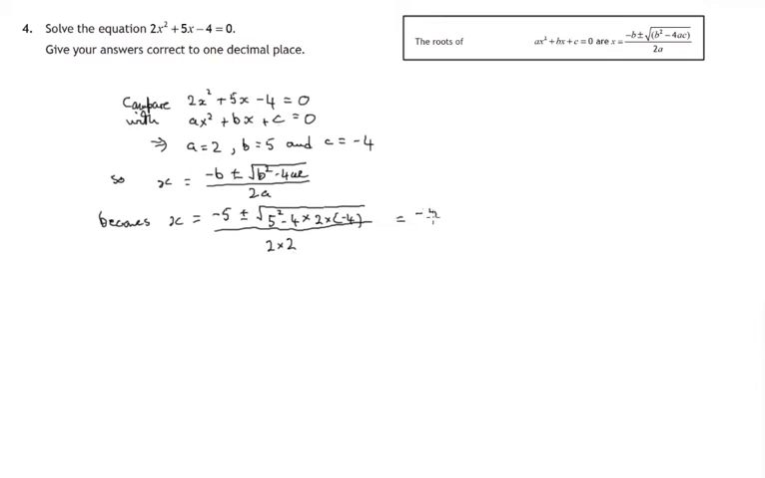So we have negative 5 plus or minus the square root of, now 5 squared is 25, negative 4 times 2 is negative 8, times negative 4 is positive 32. So that's positive 32 in there. 4 times 2 is 8, times 4 is 32. Negative times negative is positive. And 2 twos are 4. So that means you will find the values of x, and there'll be 2 of them, if we add or subtract the square root of, now 25 plus 32 is 57.